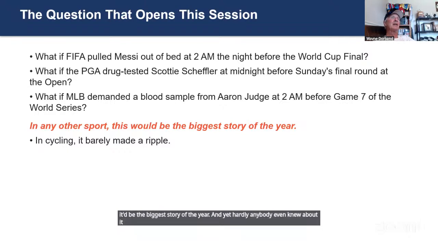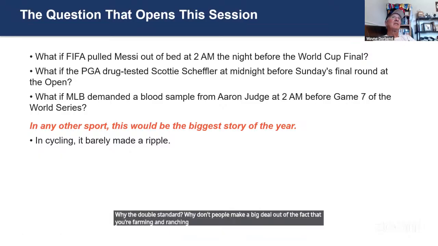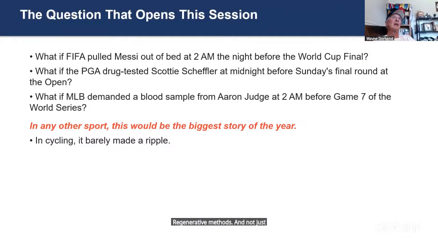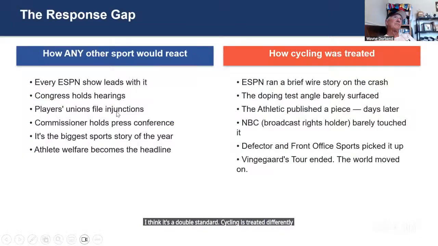You probably didn't know about it in cycling. It hardly made a ripple. Why the double standard? Why don't people make a big deal out of the fact that you're farming and ranching and you're using regenerative methods and not just farming the way everybody else does? Worth thinking about, worth a question. I think it's a double standard. Cycling gets treated differently, always. So this is just kind of what happened.